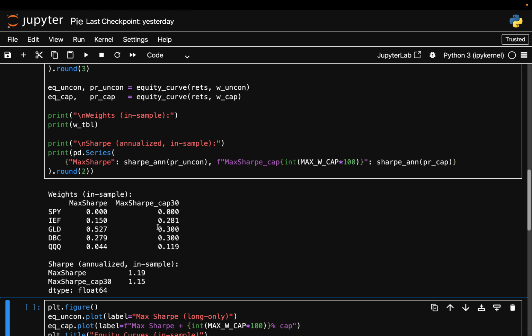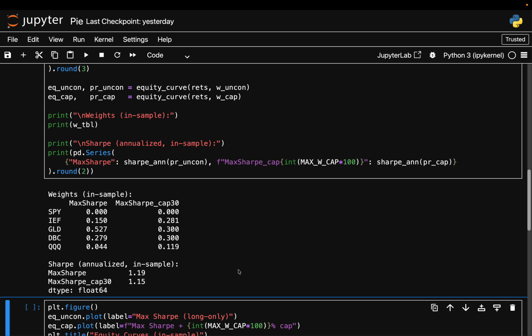Now let's look at the capped weights. When we add the 30% cap, the optimizer is forced to spread risk more evenly. Gold and commodities obviously hit the cap, bonds increase, and equities get a more meaningful allocation. So the constraint doesn't just change numbers, it changes how you'd interpret this portfolio economically.